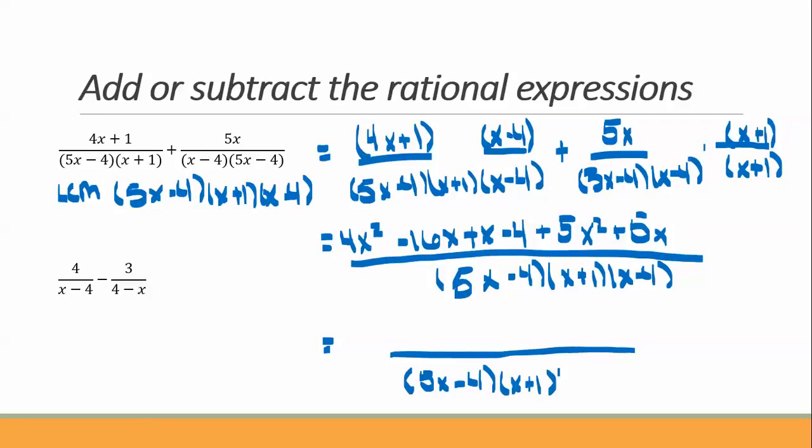So we have 4x squared plus 5x squared is 9x squared. Minus 16x plus x plus 5x is minus 10x. And then minus 4. So our final answer from this addition is 9x squared minus 10x minus 4 over 5x minus 4, x plus 1, x minus 4.